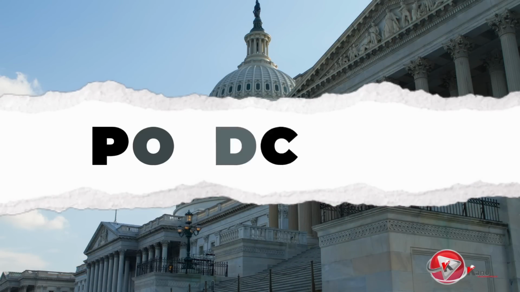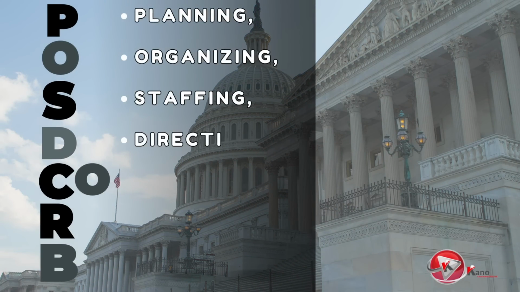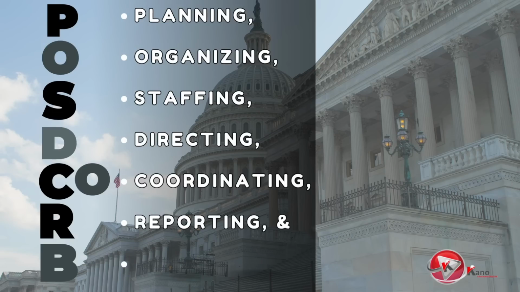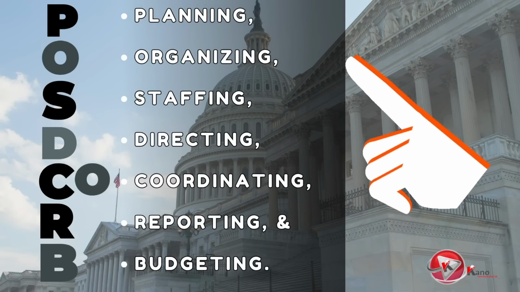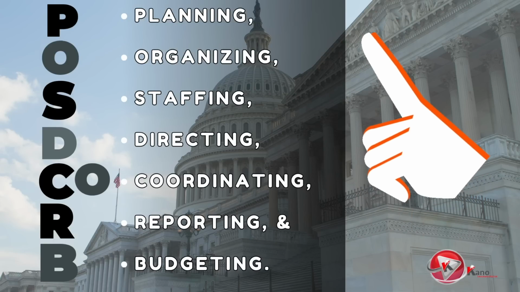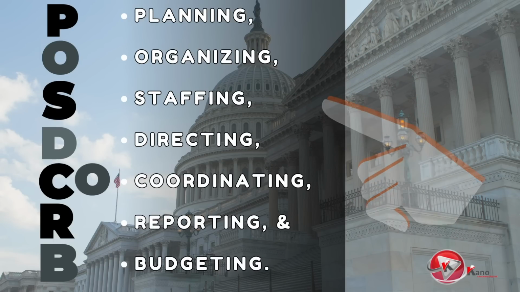This acronym stands for planning, organizing, staffing, directing, coordinating, reporting, and budgeting. These 7 functions are the building blocks of an effective public administration and help ensure efficient governance. Let's now discuss each of these functions, starting with planning.